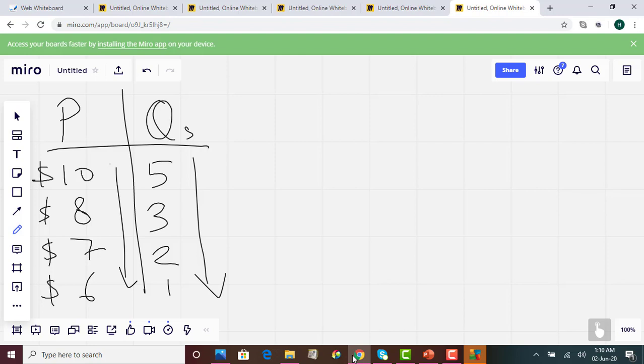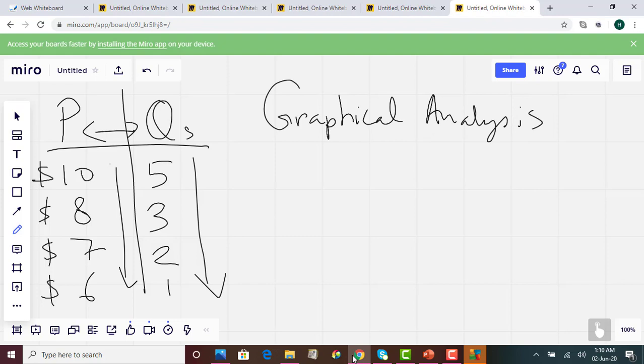Or if we look at the other way, if the price is going up, the quantity supplied is going up. So there is a positive relationship, and from the table we can deduce the relationship between price and quantity supplied, and that is called tabular analysis. And then we also have graphical analysis, which is basically we draw a graph to understand the relationship between price and quantity supplied. And as usual, like the demand, the quantity will always be on the x-axis and price will always be on the y-axis.